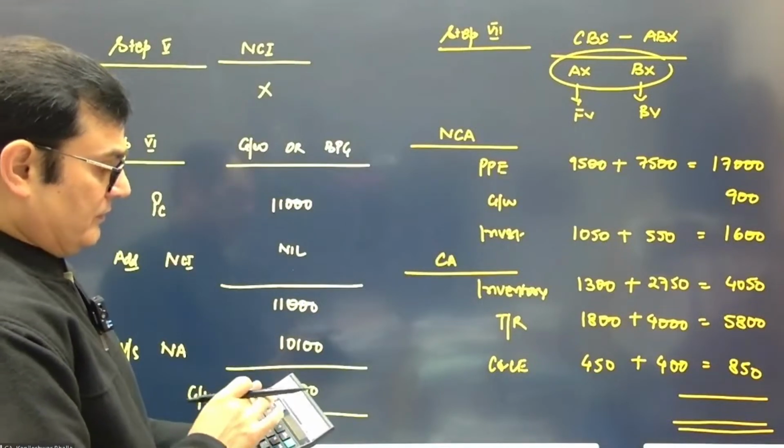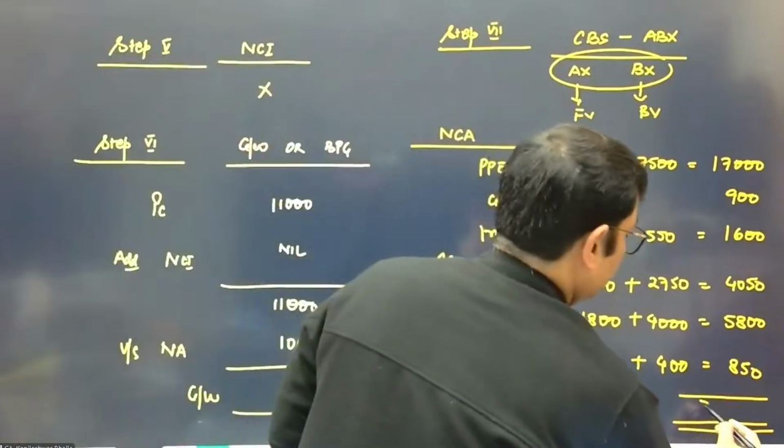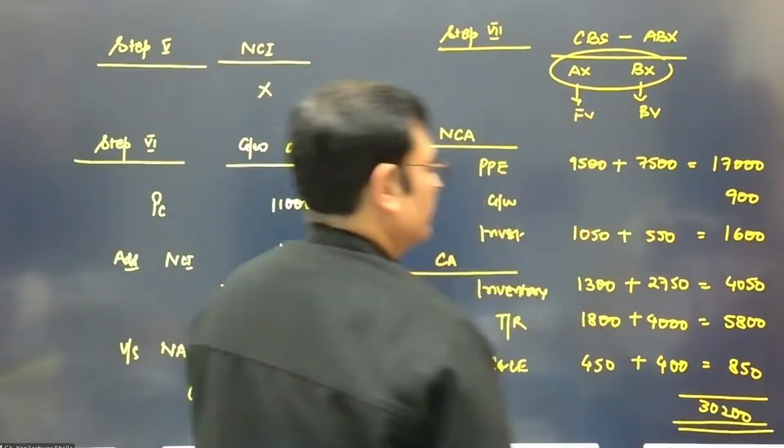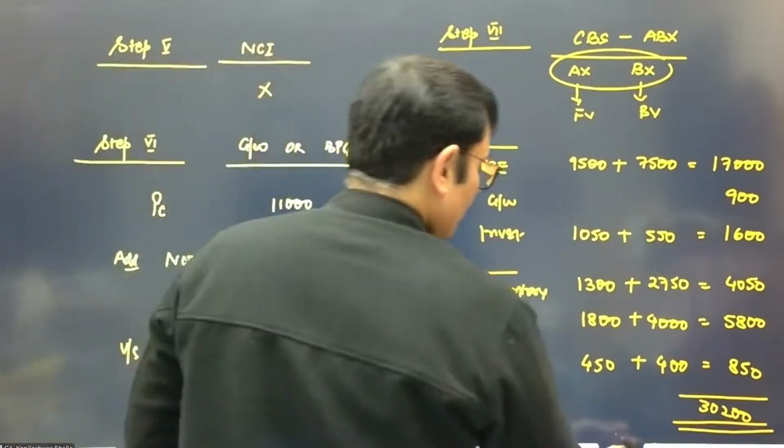17,900, 1,600, 30,200. Okay, great. 30,200 is the total of the balance sheet. Super. Now we can go on to the liability side of the balance sheet as well. So let's see on the liability side, equity and liability.